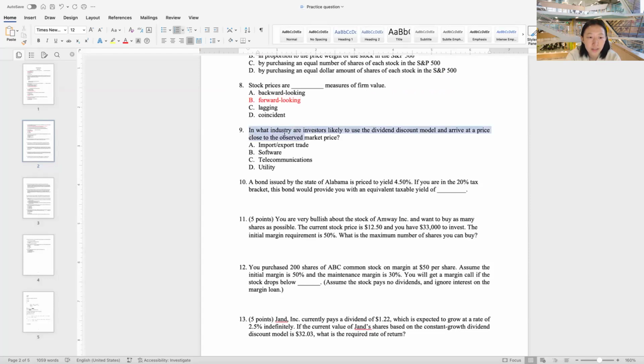Question 9, in what industry are investors likely to use the dividend discount model and arrive at a price close to the observed market price? In class, I had two of you read the end-of-chapter questions. Basically, those questions explain what firms are suitable for the dividend discount model, and those are mature firms. Mature firms with stable growth are more suitable. Every firm that pays dividends, you can apply the dividend discount model to.